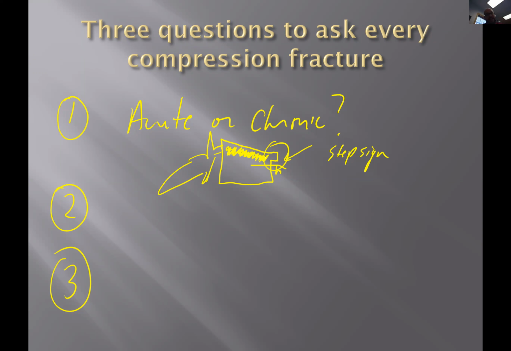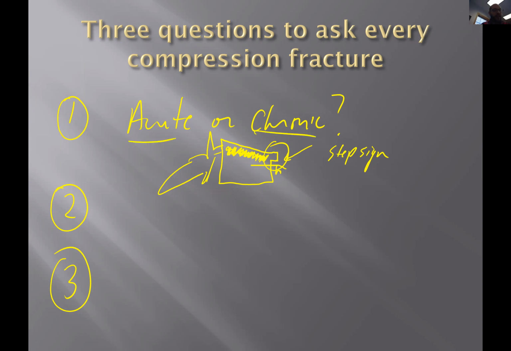Now, if you do see the step and the zone, it is acute 100% of the time. Now, the problem is if you don't see the step or the zone, it still could be acute or chronic. You're just not sure. You need to get an MRI to be sure if you need it, okay? So that's the first question, is it acute or chronic?